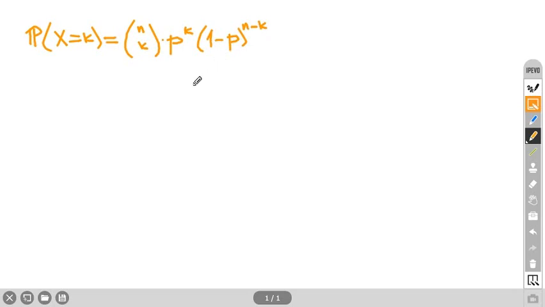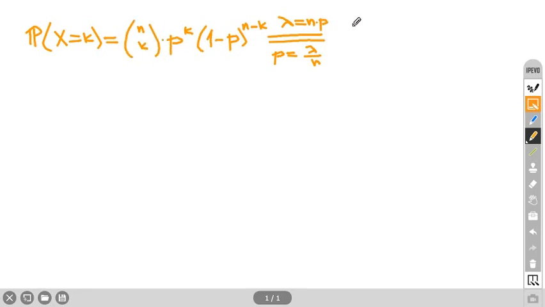So we are assuming that n is large, p is small, and lambda is equal to n times p. So from here I can calculate p, so p is lambda over n. Let me plug in lambda over n instead of p, and also write the formula for the binomial coefficient.